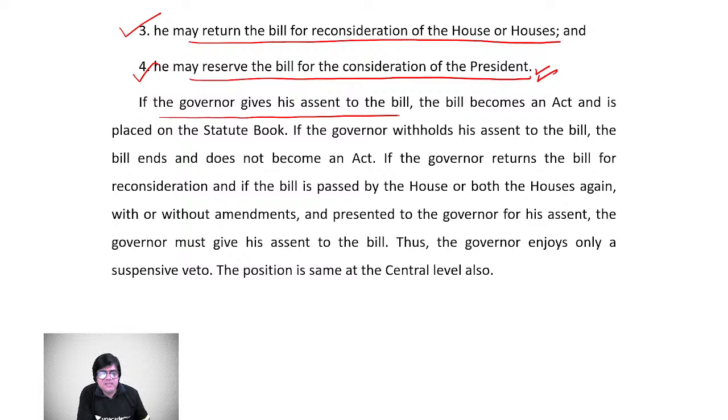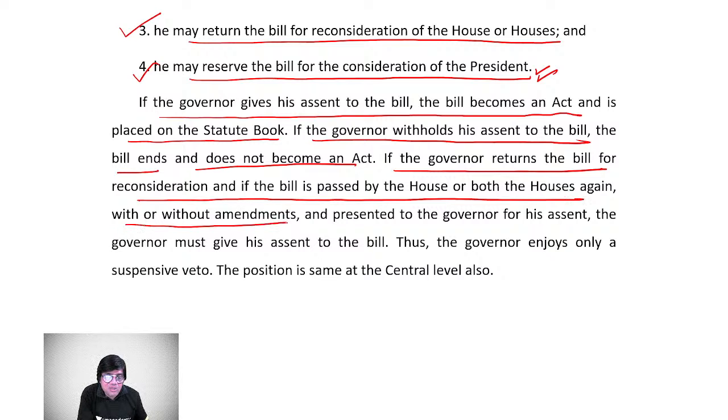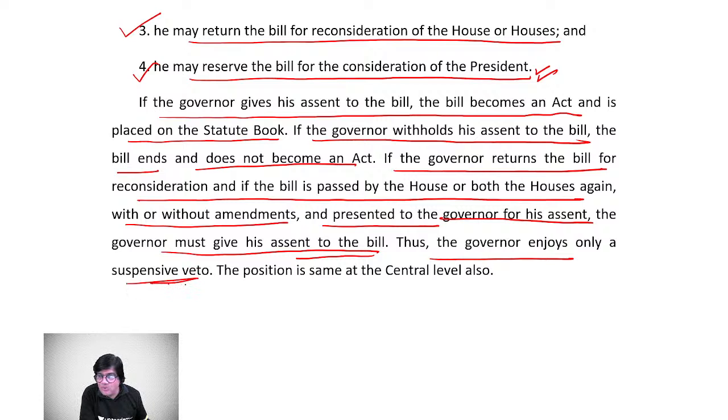So if the governor gives his assent to the bill, it becomes an act and is placed on the statute book, obviously. And if the governor withholds his assent, the bill ends and it does not become an act, as I said. And if the governor returns the bill for reconsideration, and the bill is passed by the house or both the houses again, with or without amendments, and presented to the governor for his assent, the governor must give his assent to the bill, right? So here there is a specific provision that if it is passed for the second time, the governor has no option, but he must give his assent to the bill. Thus the governor enjoys only a suspensive veto, and the position is the same at the central level also.